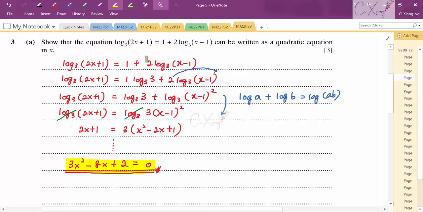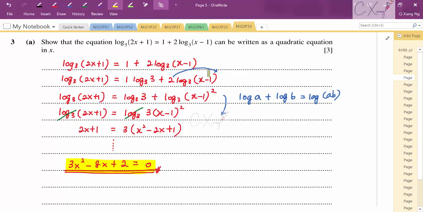Of course, this is not the only method. There's another method suggested where you can bring the term with log 3 over to the left-hand side, and then simplify it by bringing the base 3 to the other side. Alright, so for me, I try to change all the terms to the same base, which is log 3. Then only I can simplify it and cancel off the log 3 later. Alright, so this is what you have for part A.